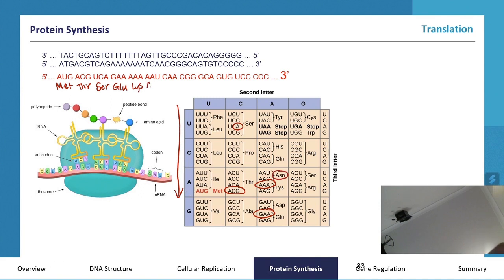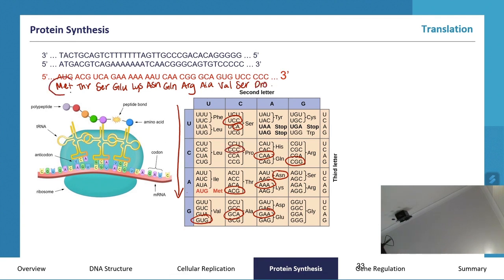AAU, ASN, CAA, GLN, CGG, ARG, GCA, ALA, GUG, Val, UCC, which is also serine, and then CCC, which is pro.